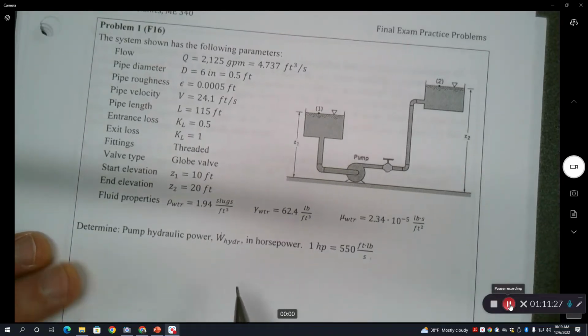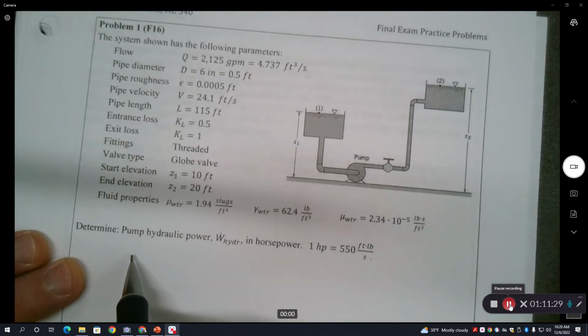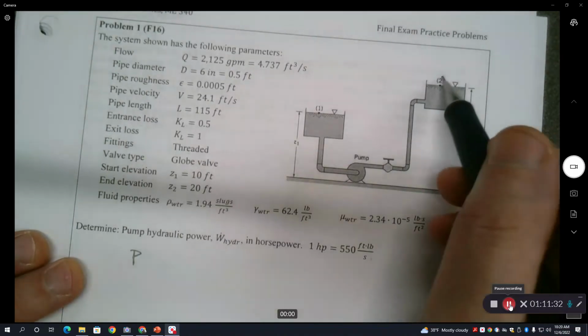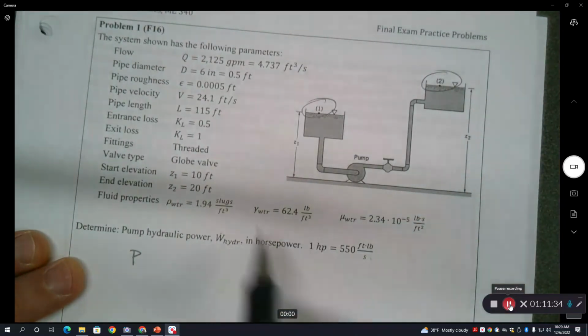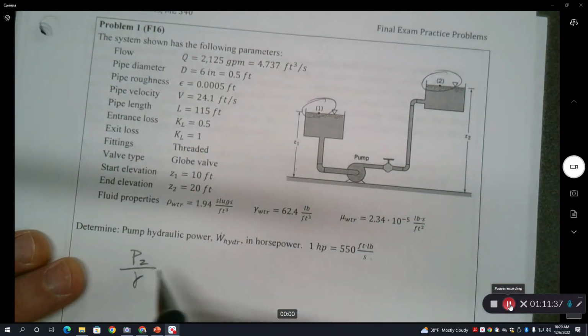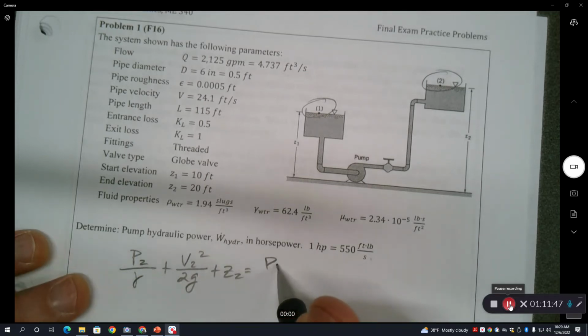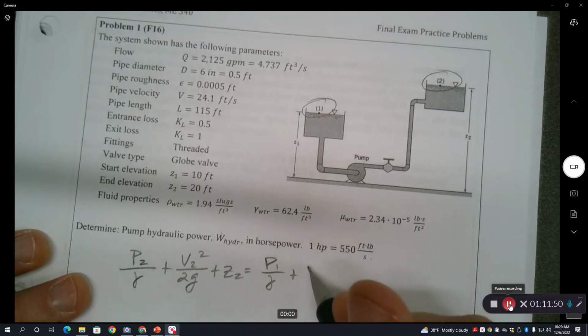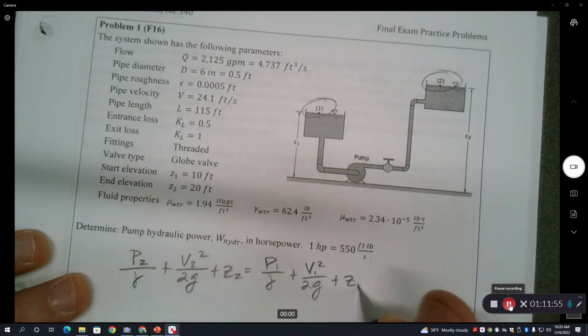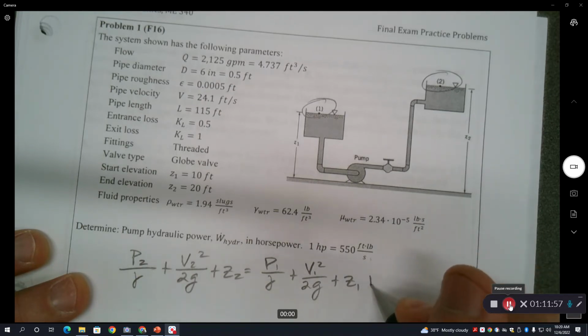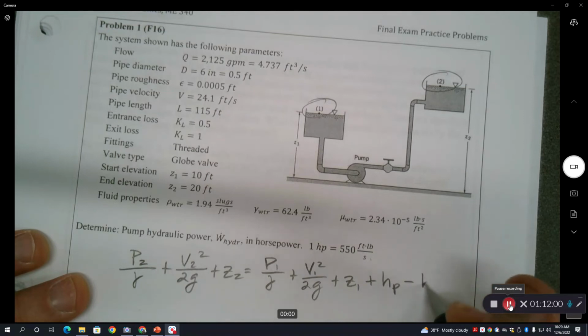I decided to call that 2 and that 1. So P2 divided by gamma plus V2 squared divided by 2g plus Z2 is going to be equal to P1 over gamma plus V1 squared over 2g plus Z1, plus the pump head minus the head loss.